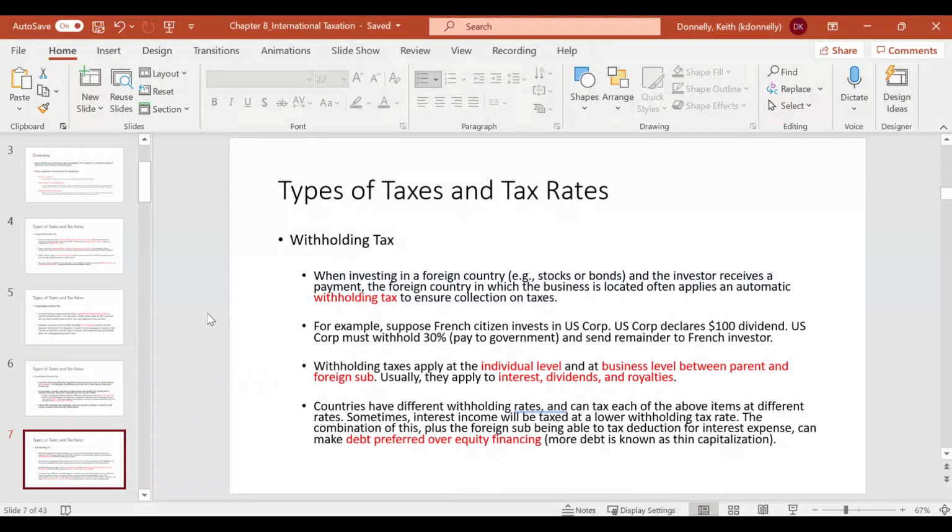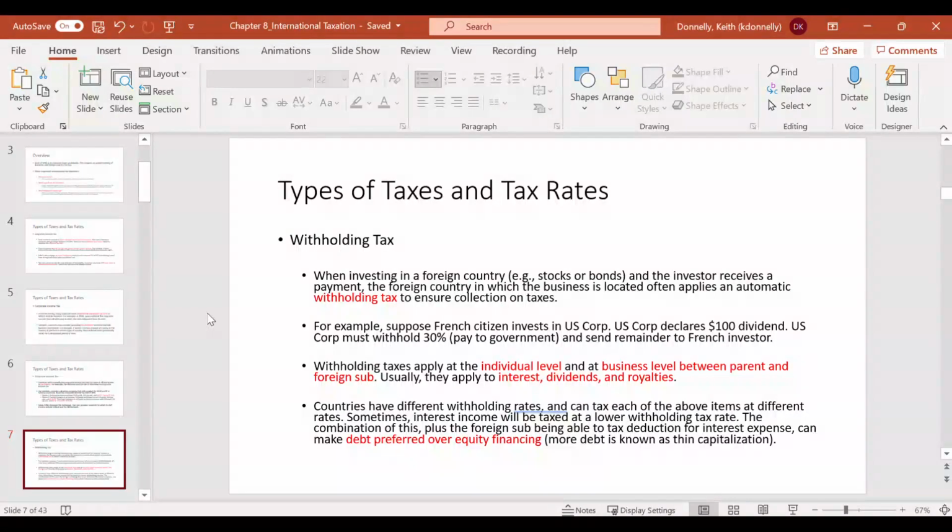Now, withholding taxes apply at the individual level, as well as between parent and foreign sub. And the type of payments they apply to are things like interest, dividends, royalties. And depending on the type of payment, like which one of those is being paid, as well as the configuration, is this parent sub or is this individual, there can be different withholding rates. So as I have here, right, interest income will usually be taxed at a lower withholding rate than other items.